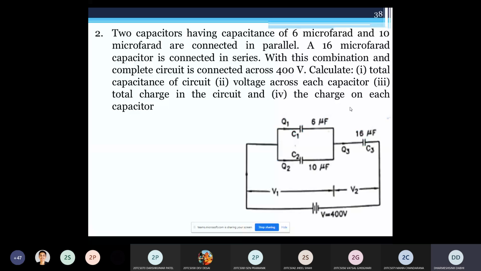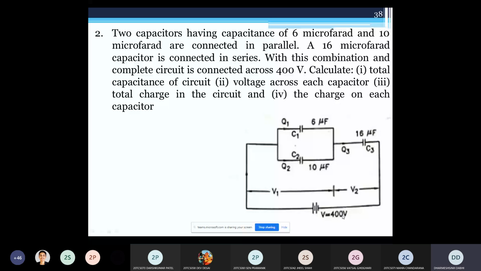So you can see that two capacitors having capacitance 6 microfarad and 10 microfarad are connected in parallel. You can see in the circuit diagram. And this combination is connected in series with the 16 microfarad capacitor. You can see that C3, that is 16 microfarad, is connected in series. And all this combination is connected across the 400 volt supply voltage.